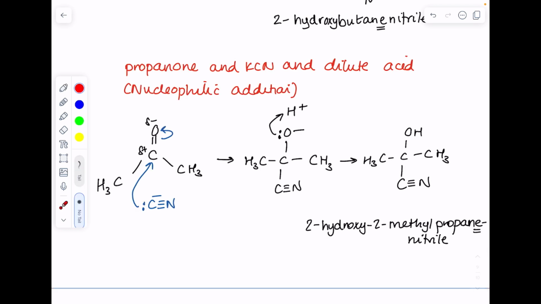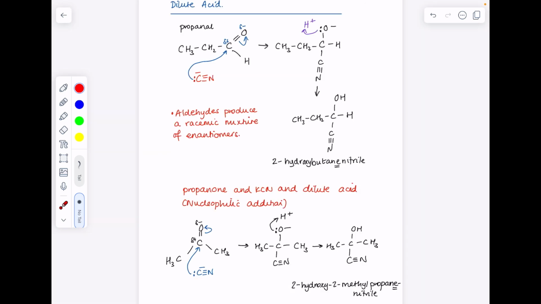Now, ketones will produce racemates, but propanone won't, and that's because it's a symmetrical ketone. So look, you can see that there. Now, these reactions on the whole are pretty useful, and part of the reason for that is because the carbon chain length is extended due to that carbon in the cyanide ion.